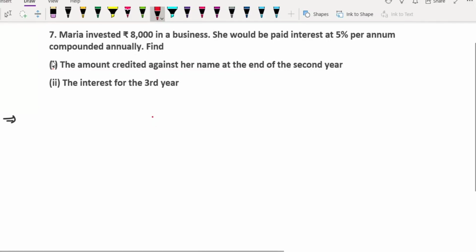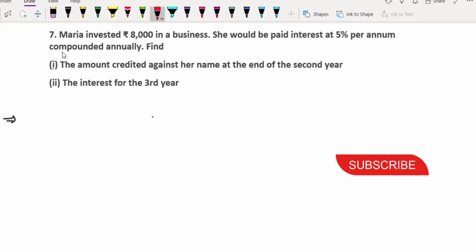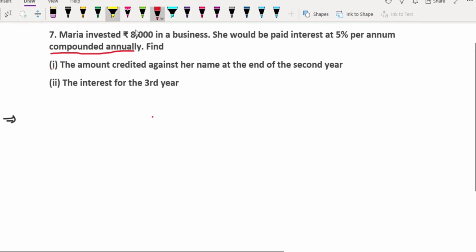In this chapter, especially in the third exercise, we are going to come across two formulas. One is for compounded annually, and the other one is for compounded half yearly. Both the formulas are different. Let me give you the formulas. To find the compounded annually amount, the formula is amount is equal to principal of 1 plus r by 100 whole to the power of n.